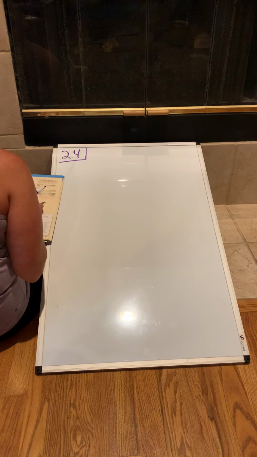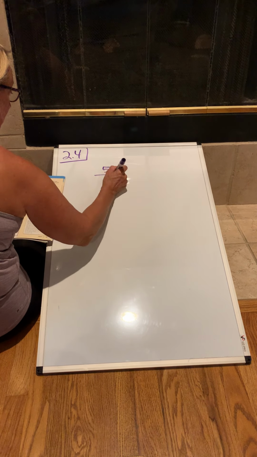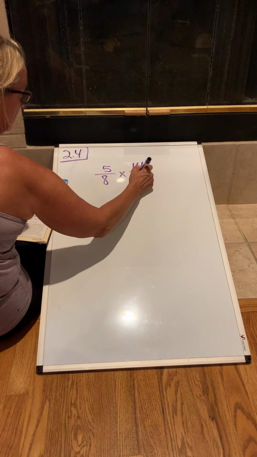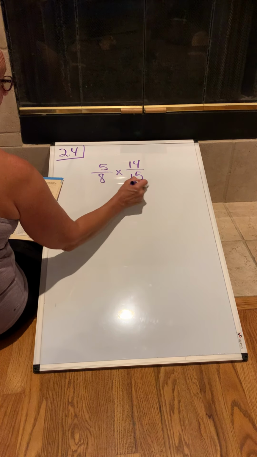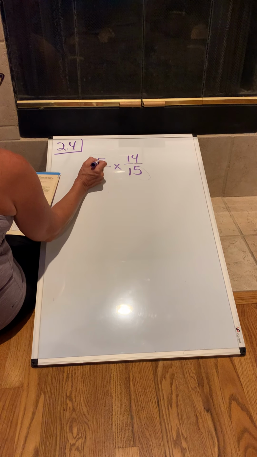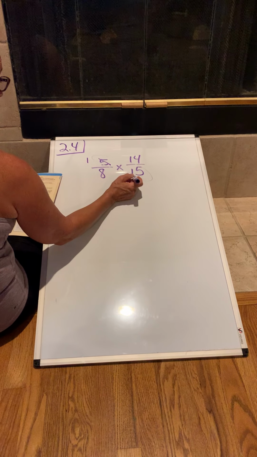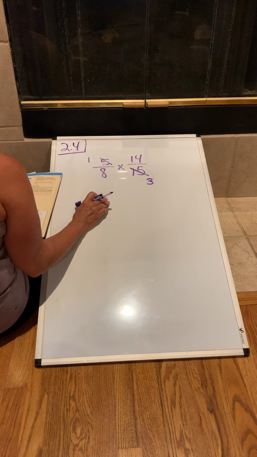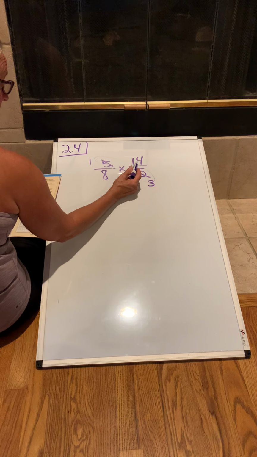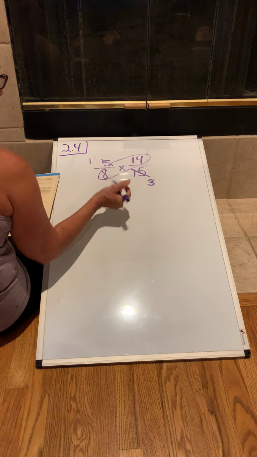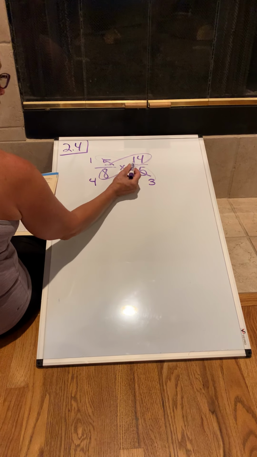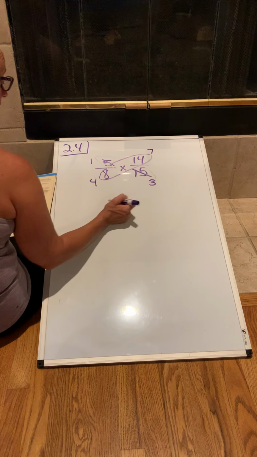On the top of the next page, the example is 5/8 times 14/15. So I'm going to look at 5 and 15 first. And I know that the greatest common factor is 5. So 5 divided by 5 is 1. 15 divided by 5 is 3. Then I'm going to look at 8 and 14. And the greatest common factor of 8 and 14 is 2. So 8 divided by 2 is 4. 14 divided by 2 is 7.